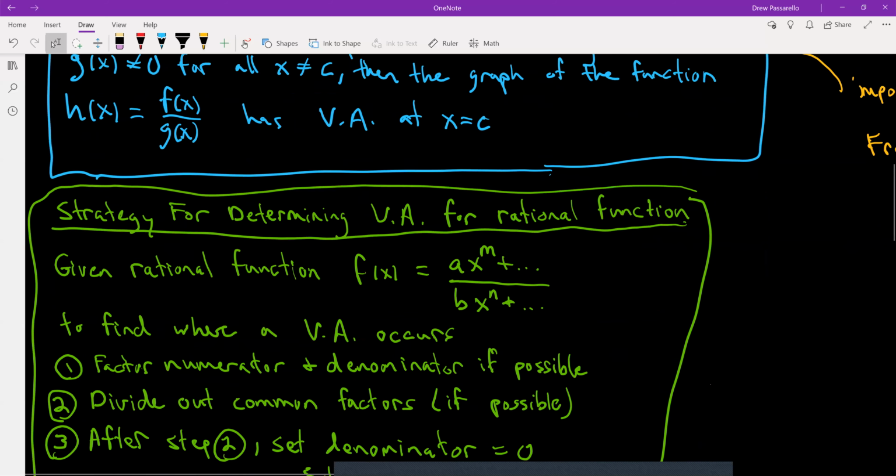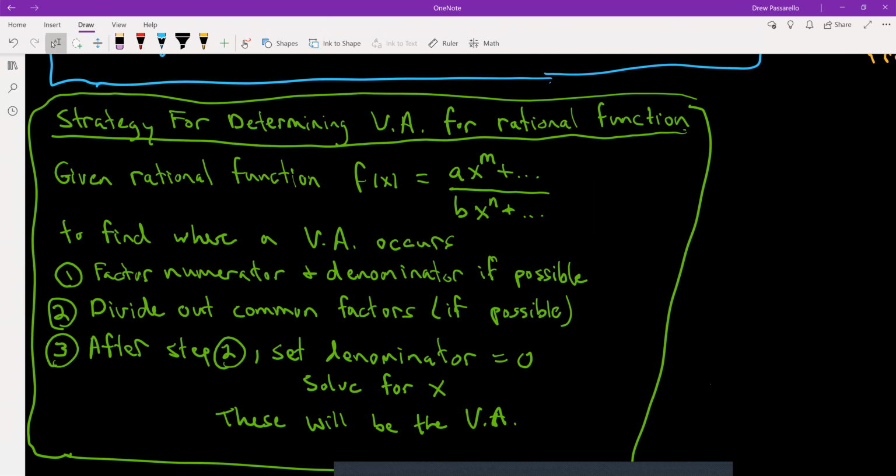All right, so what I boxed here in green is a strategy that I use for determining vertical asymptotes for rational functions. So given a rational function, there might be an example that's not a rational function where you can't necessarily apply this. But if it is a rational function, that means the numerator is a polynomial and the denominator is a polynomial. So both the numerator and denominator are polynomials.